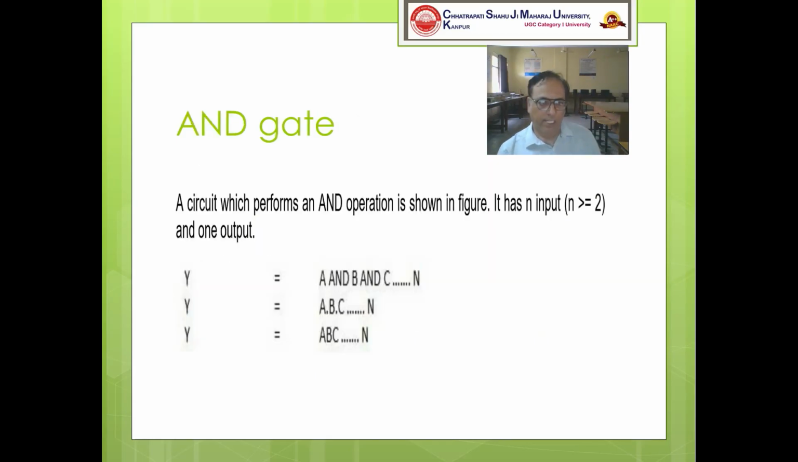Let us first of all see the AND gate. Now this AND gate performs an AND operation. The AND operation is nothing but a multiplication of the two inputs, or you can say it has n inputs and one output, and the logic is that Y is equal to A AND B AND C, and if it has n inputs, then it can be written as A dot B dot C dot D and so on till n, or it can also be written as ABC till n.